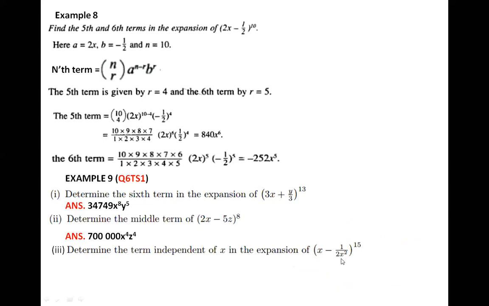Time is almost done. It's almost up. We're just remaining with 8 minutes. Okay, let's see what we can do in these 8 minutes.